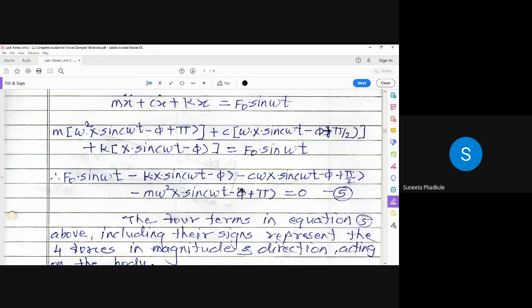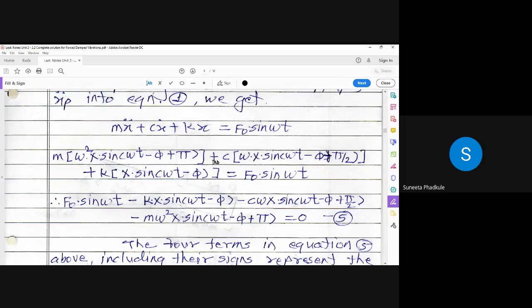Now what we have to do? Take all the left hand side terms to the right hand side, so that the left hand side will be 0. So 0 is equal to what I get? F0 sine omega t, this is the first term. Minus kx. What is kx? Spring force, if you remember. So kx sine omega t minus phi is plus on this side; when it goes to the right hand side, it will become minus.